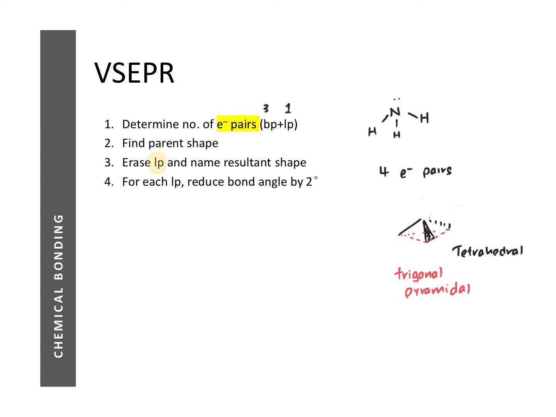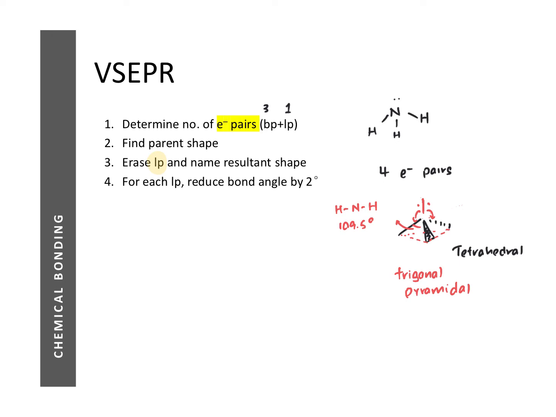Next, to find the bond angle, you need to check the number of lone pairs. If there's a lone pair on the central atom, remember lone pair-bond pair repulsion is going to be greater. So the lone pair is going to push the bond pairs closer together. If the lone pair were not to be there, the bond angle between H-N-H would ideally be 109.5 degrees. This is the angle of a tetrahedral shape.